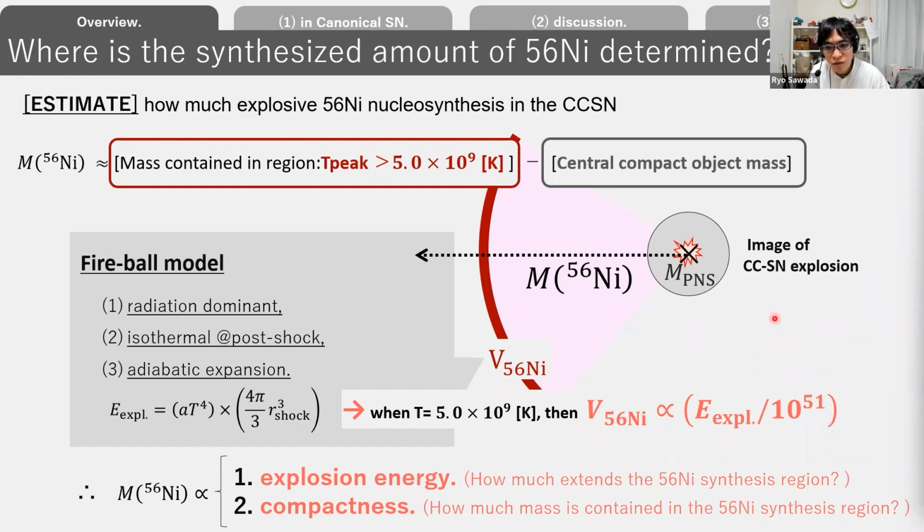So we have sorted out the condition for the 56 nickel synthesis and the environment for the synthesis inside the supernova explosion. Now I will explain how much 56 nickel can be made in the supernova explosion and which property of the supernova explosion it is related to. This can be easily understood as follows. For simplicity, 56 nickel is produced by the region that experiences peak temperature above 5 gigakelvin. So removing the mass of the central proton-neutron star from the mass contained in the region that experienced peak temperature above 5 gigakelvin gives a roughly estimated amount of 56 nickel.